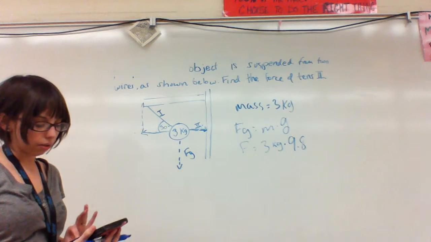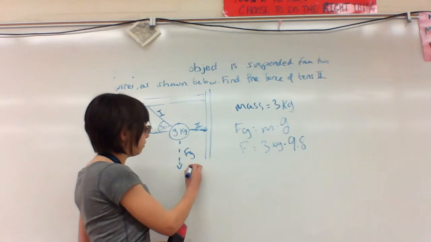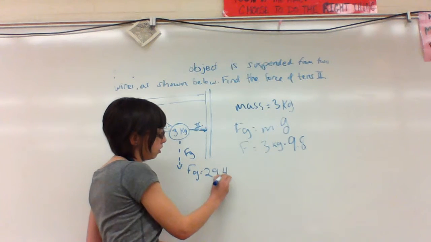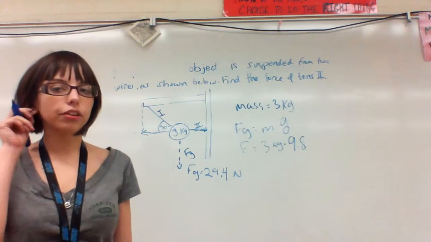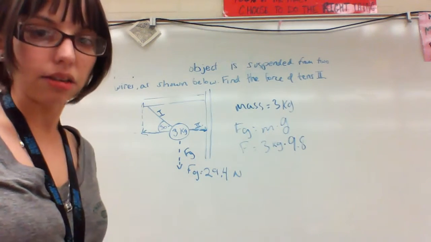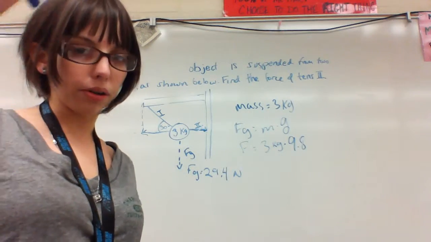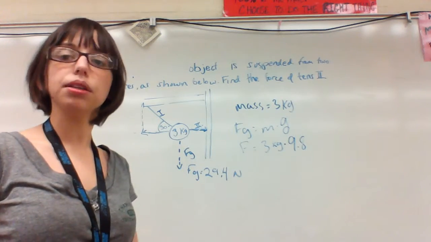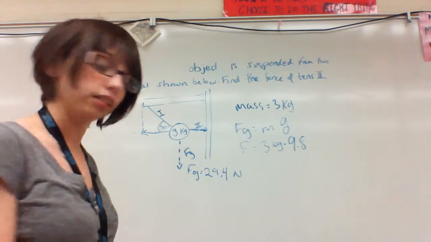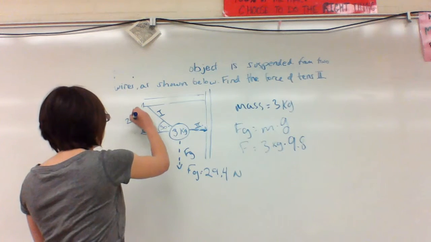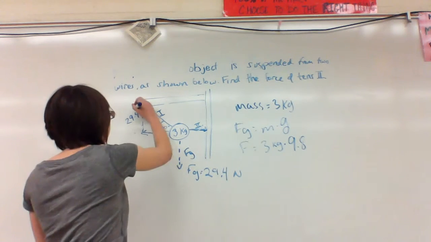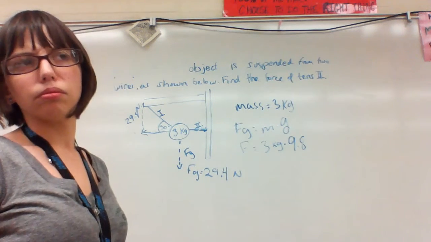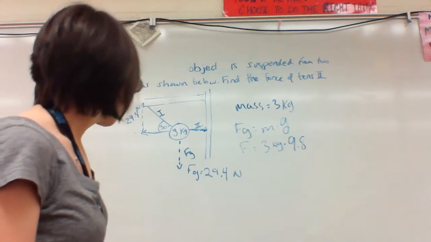9.8. So I know my Fg is 29.4 newtons. 29.4 newtons is pulling this thing down. But because this thing's at rest, I know that the vertical component of this force has to also be 29.4. If it wasn't, it would be accelerating down or up. And it's not. So I'm going to plug that in, 29.4 newtons. That's the vertical of tension 1.